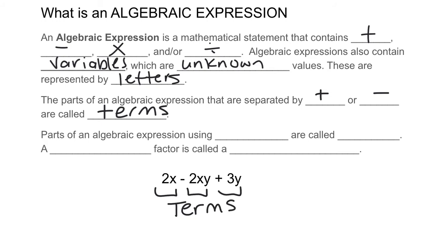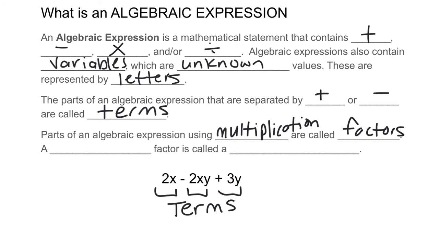In addition to terms, most algebraic expressions have multiplication in them, and the parts that are being multiplied are called factors. So like 2 and x are being multiplied. 2 and x are both factors of that term. 2x and y are being multiplied. 2x and y are both factors of that term. 3 and y are being multiplied. Those are both factors of that term.